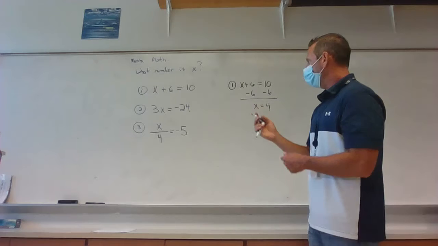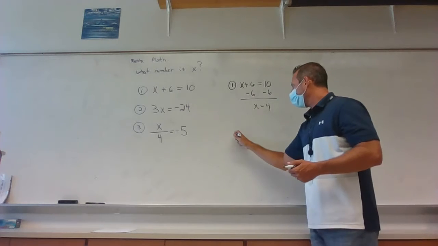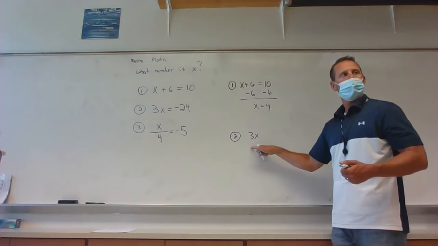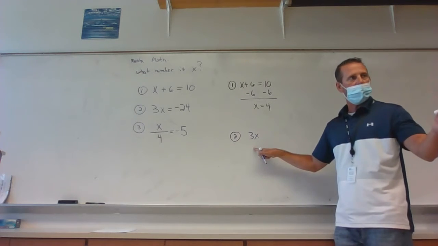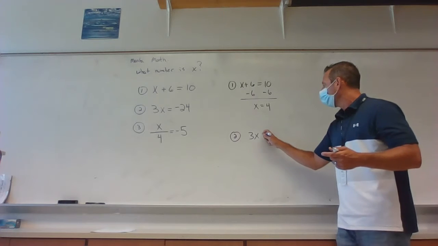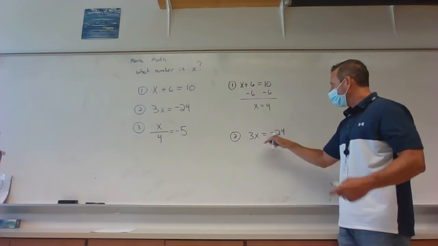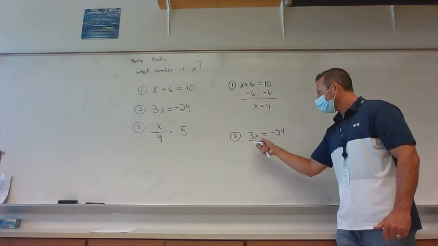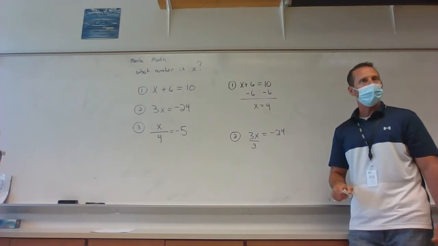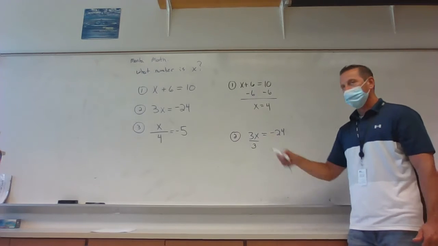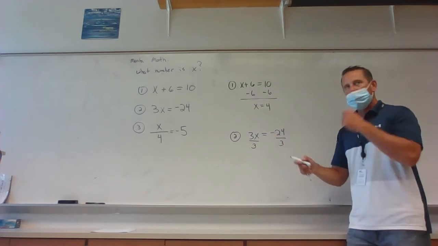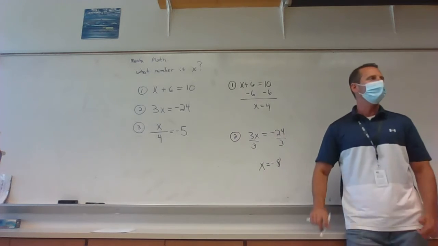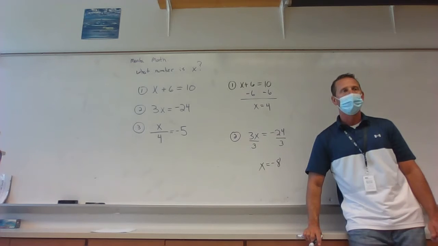Okay? In number 2, what are we doing to X right now? 3X. What operation is this? This is multiplication, but to get rid of it, we would divide. So the inverse operation of multiplication is division. This is 3 times X. So to get rid of the 3, you do the opposite. You divide by 3. If you divide the left side by 3, you divide the right side by 3, X equals negative 8, which is what we got when we did it mentally.